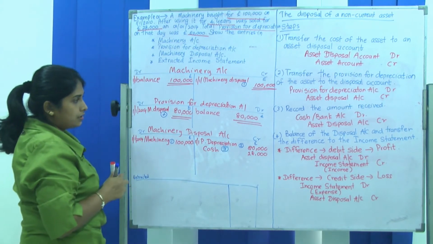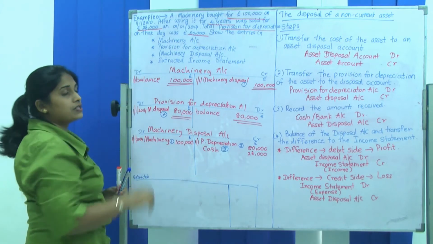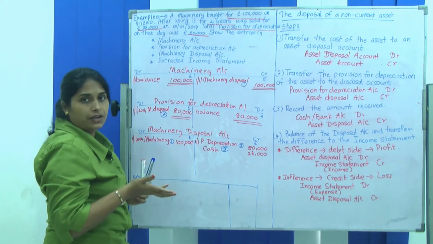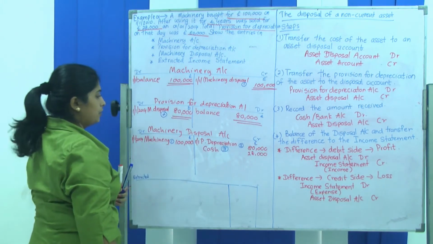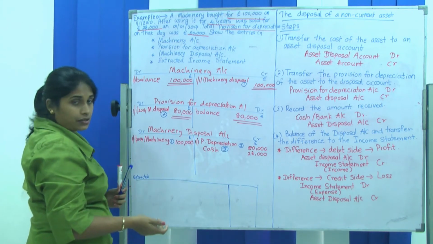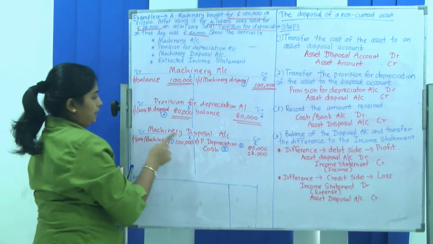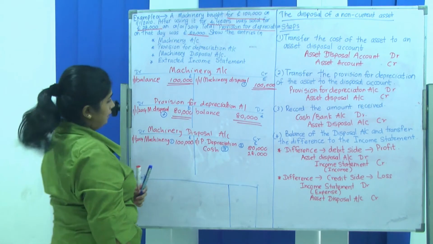Okay, so the third step is recording the amount that you receive. According to this, you are selling it for 28,000, that means you are receiving 28,000 in cash. So it will be debited to the cash account. According to this sum, they are not asking us to show that entry. So it will be debited, and the machinery disposal account will be credited.